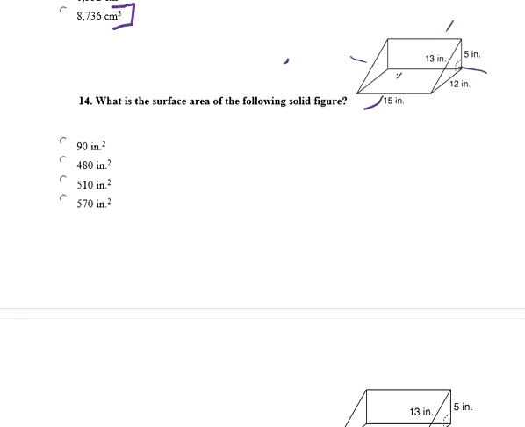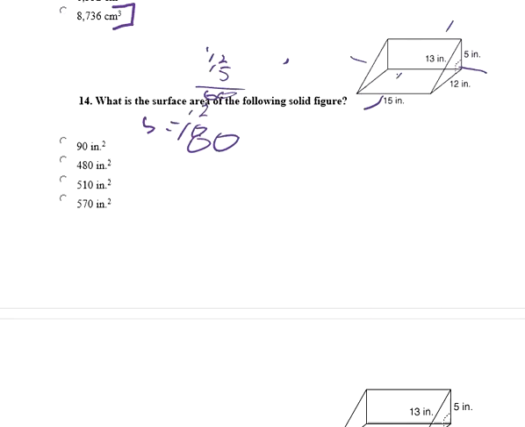So let's figure out, those are the surfaces we have to figure out. I'm going to start with the bottom, and I'll put a B over here. The bottom is going to be 12 times 15. 0, carry a 1, 5, plus 1, 6, 2, 1. So I get 180. The area of the bottom is 180.